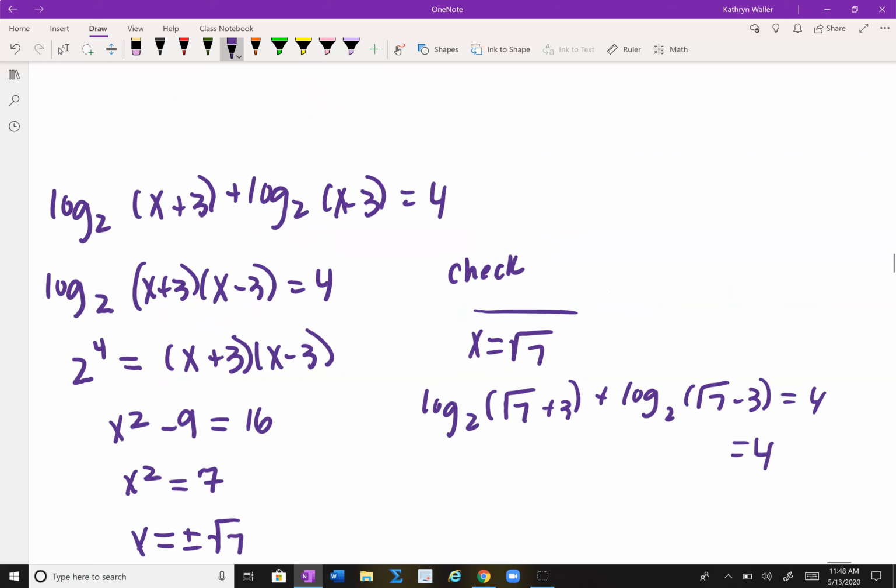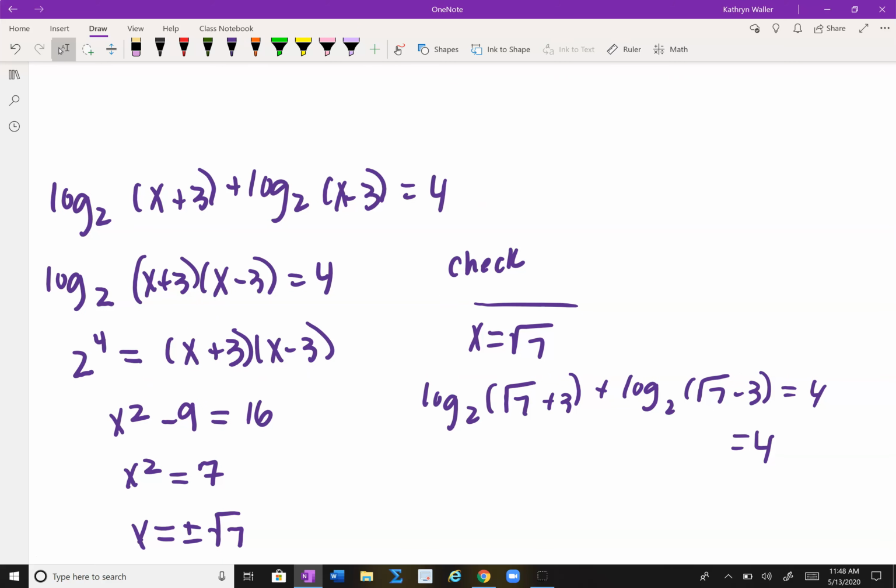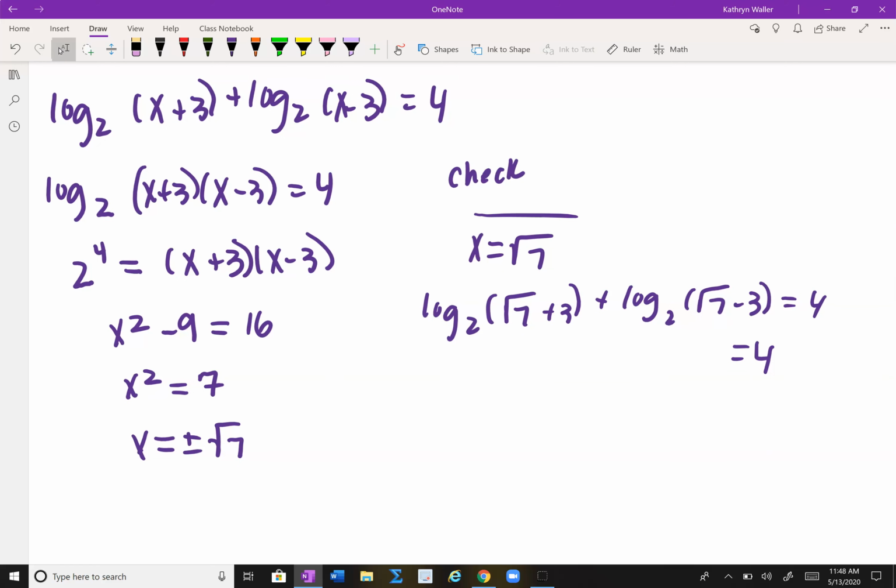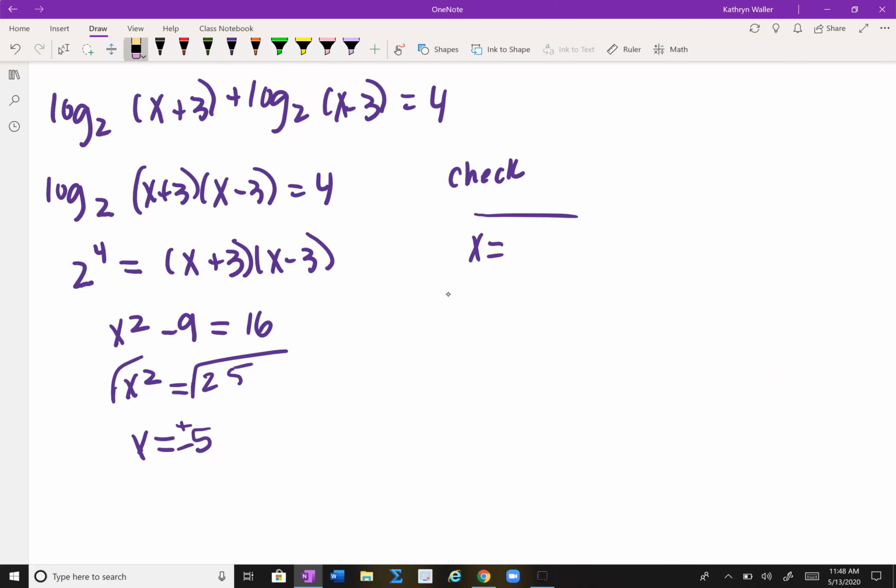Okay, let me check. Oh, I see what I did. I guess that's the beauty of checking. When you move your 9 over, it's actually a positive. So that gives you a 25. And then you square root, and that gives you x equals plus or minus 5. Okay, yay for checking. I did not plan that. I was wondering why this was not working. Okay, so I get x equals 5.